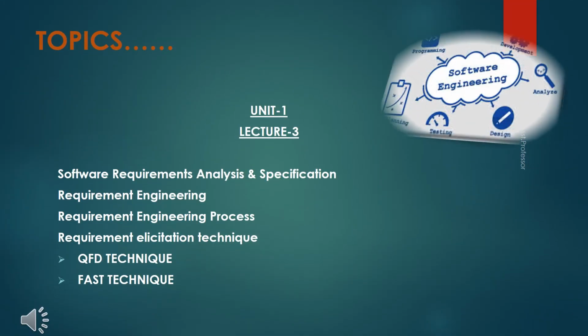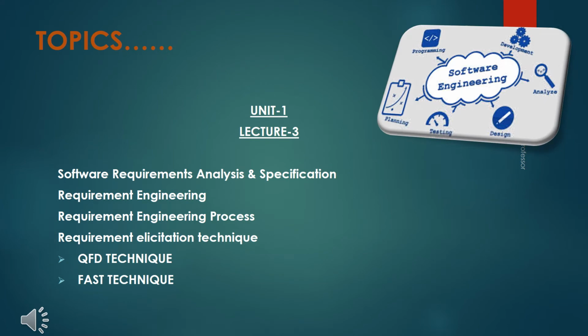Students, today we will start with lecture 3 of unit 1 and these are the topics that we will be discussing today. That is software requirement analysis and specification. What is requirement engineering? What is the process of requirement engineering? What are requirement elicitation techniques and what are its various types like QFT techniques and FAST techniques. We will discuss each one of them in detail in today's lecture.